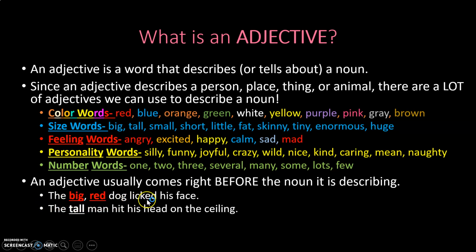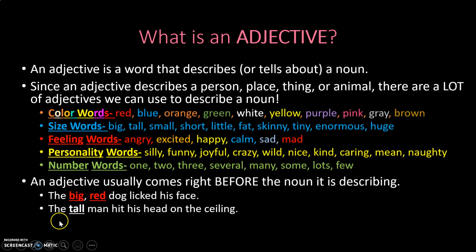The big red dog licked his face. Read that with me. The big red dog licked his face. In this sentence, there are 2 adjectives, big and red. That's why they're in bold print and they're underlined and they're red. Big and red are both adjectives that describe the, you got it, the dog. Dog would be a noun because it's an animal. Big describes the size of the dog, and red describes the color of the dog.